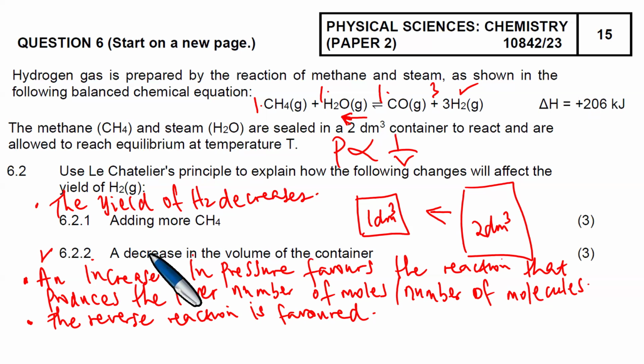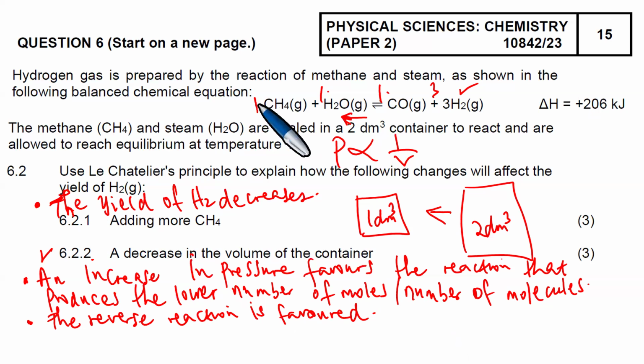The yield of hydrogen decreases. So an increase in pressure favors the reaction that produces the lower number of moles or number of molecules.